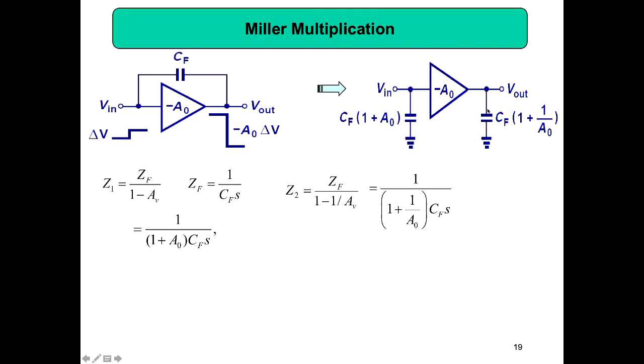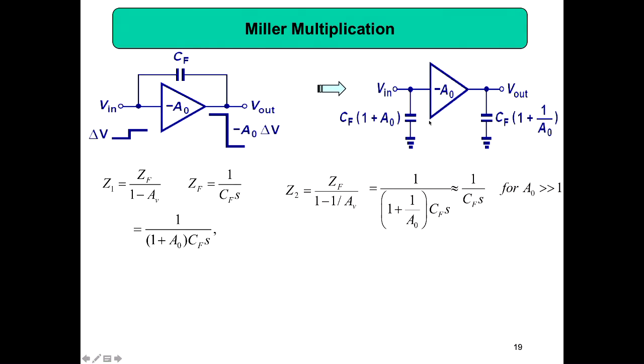But then the output, what happens? Output, not much effect. Only CF, because 1 by A0, if your gain is a very big value, can be neglected. So output is seeing only CF when you connect a capacitor between input and output. But the input capacitor is a big value. It's kind of an amplified effect. So that is called Miller's multiplication. So the effect of this capacitor is, for the signal, the capacitance at the input is a very big value.